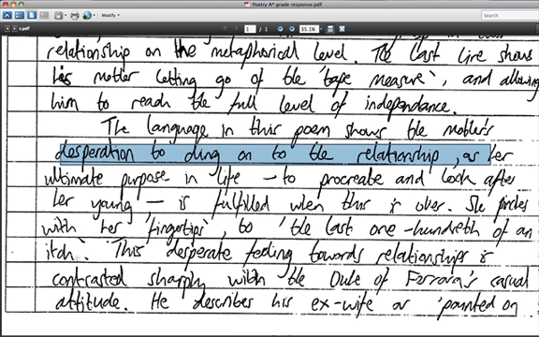To the last 1/100th of an inch. This desperate feeling towards relationship is contrasted sharply. Good comparison and contrasting again.